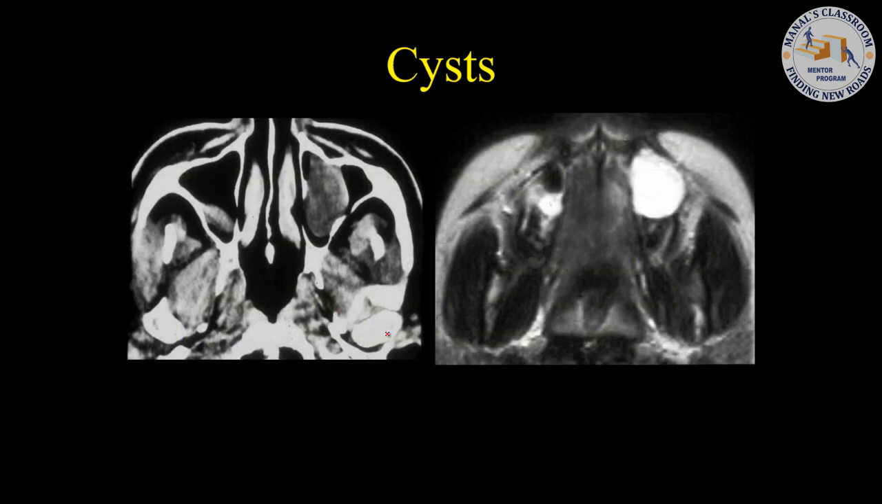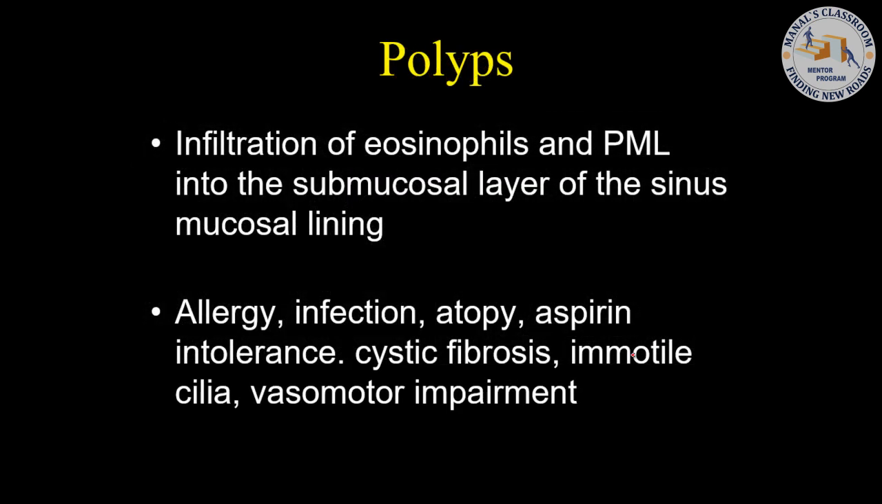You can make the argument that these are cysts, and they look like a cyst to me. It looks like this is a well-defined area of low attenuation within the left maxillary sinus. And when we perform T2 weighted imaging, we can see mucosal thickening involving the alveolar recess. So I think it's pretty easy to say this is a cyst, and that's fine. Now, what's a polyp?